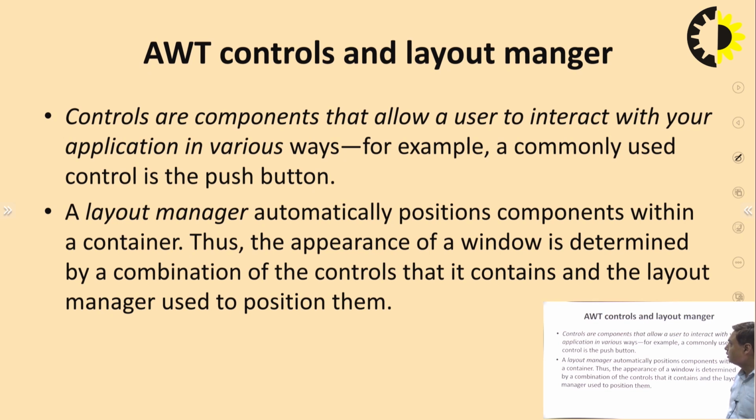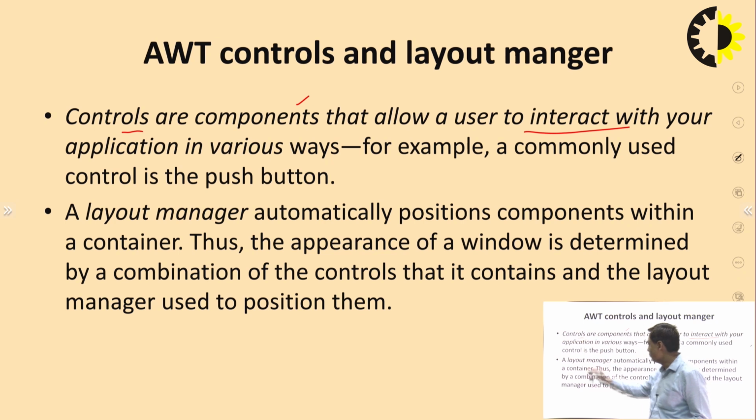Next is what are the components, or you can say what are the controls that you are going to work with in a GUI based application. Controls are the components that allow the user to interact with your application in various ways. For example, a button is a control. When we click on the button, the GUI application will behave in a different way. So the users are interacting with the components. Similarly, we have text boxes, buttons, labels, and drop down menus. These are all components needed for any GUI application. So we call them controls, one word.